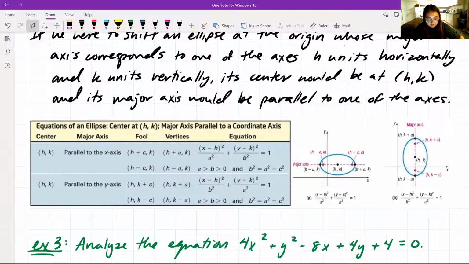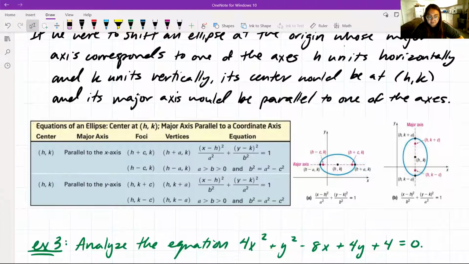If our center is at h comma k, and our major axis is going to be parallel to the x-axis, then our foci are going to end up looking like h plus c comma k, or h minus c comma k, and then our vertices would look like h plus a comma k, or h minus a comma k, and then our equation would end up looking like x minus h in parentheses squared divided by a squared plus y minus k in parentheses squared divided by b squared is then equal to 1, where once again we have that a is greater than b, which is greater than 0, and b squared is equal to a squared minus c squared.